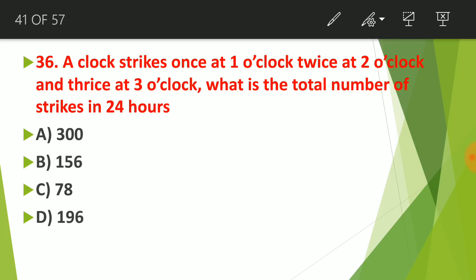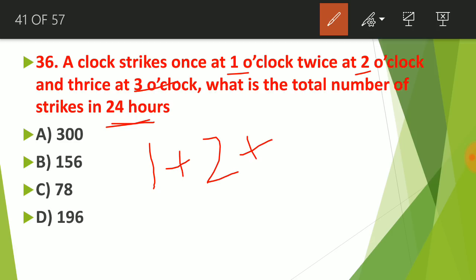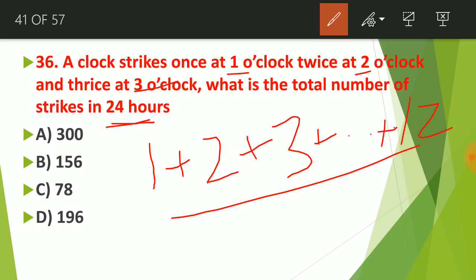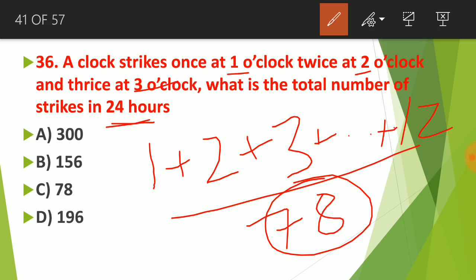Now let us see question number 36. Clock strikes once at 1 o'clock, twice at 2 o'clock, thrice at 3 o'clock. And what will be number of strike in 12 hours? Now let us calculate for 24 hours for one day. Now let us calculate the number of strike for 12 hours. In 1 o'clock, once, 2 o'clock, twice, 3, plus if we continue till 12, and if we find the sum of this 1 plus 2 plus 3 plus this, all will get 78. And within 12 hours it strikes 78 times.